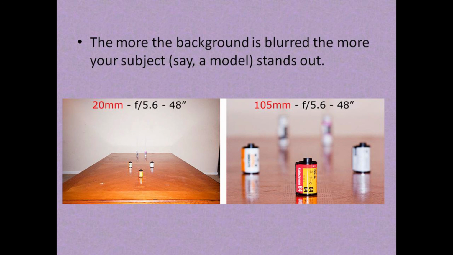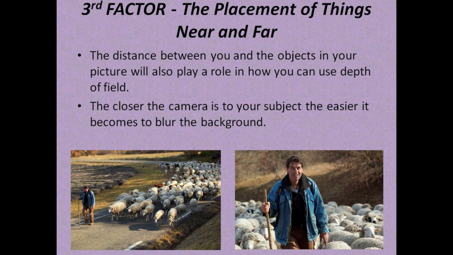In this example, you can see everything is the same except focal length. Aperture, shutter speed, ISO, light conditions, everything is the same. You can easily notice the difference in depth of field. At 20 mm focal length, you get greater depth of field, and at 105 mm, you get shallow depth of field. The third factor is the placement of things or subject, near or far. The closer the camera is to your subject, the easier it becomes to blur the background.